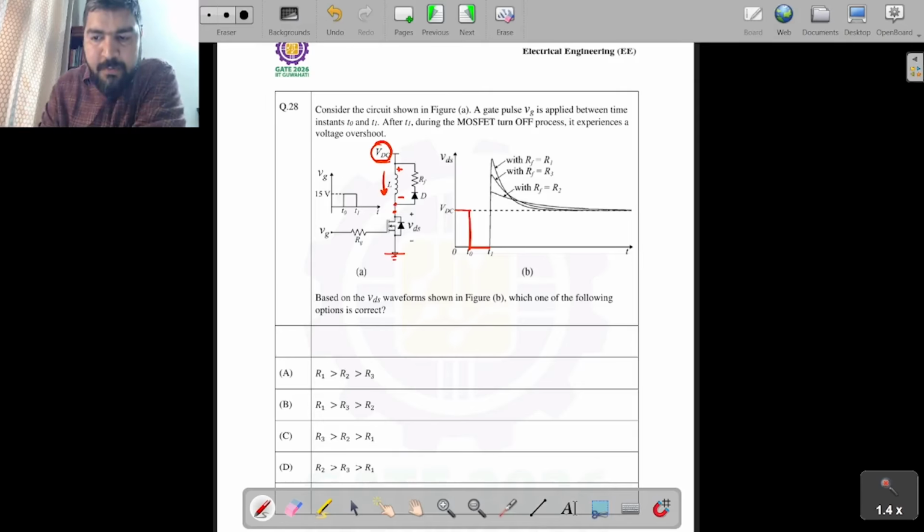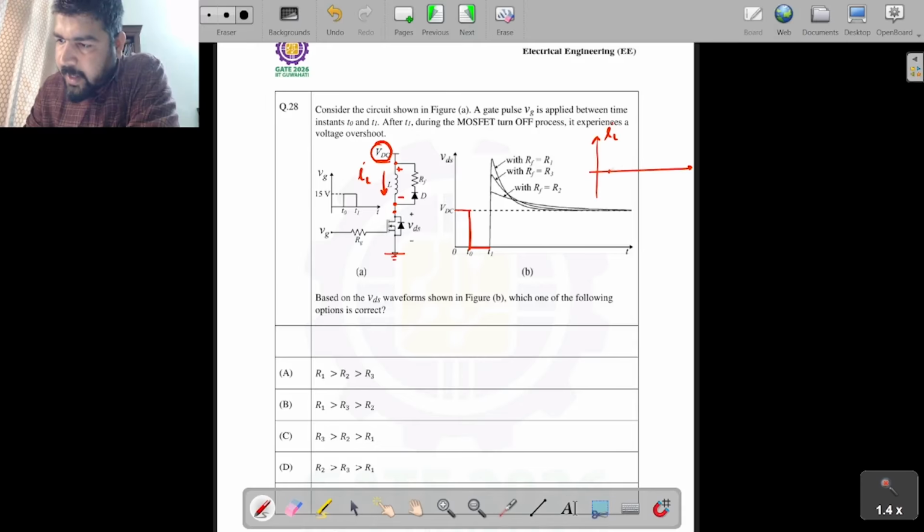This switch is shorted now, so this point will be grounded and this point is connected to VDC. So you can say that a constant voltage is applied across the inductor. If the voltage across the inductor is constant, then the current through the inductor, this current IL, will start rising linearly from T0 to T1.